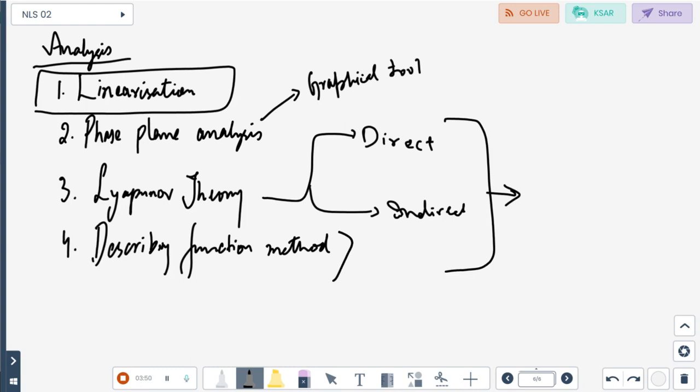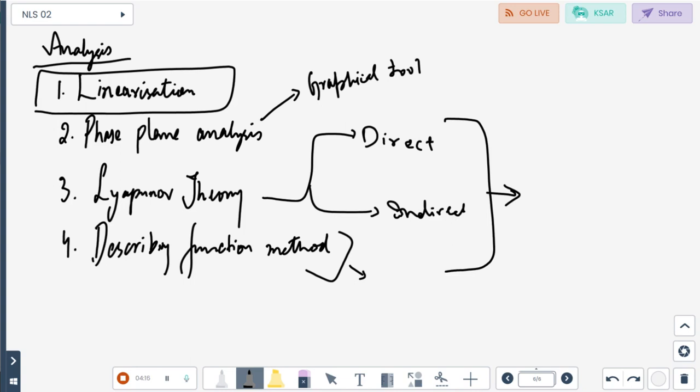The describing function method is based upon the Nyquist criterion, and it's actually a ratio of the output and input quantity that we'll be seeing. Phase plane analysis is limited to second order nonlinear systems only, but the describing function method will cover higher order nonlinear systems as well.